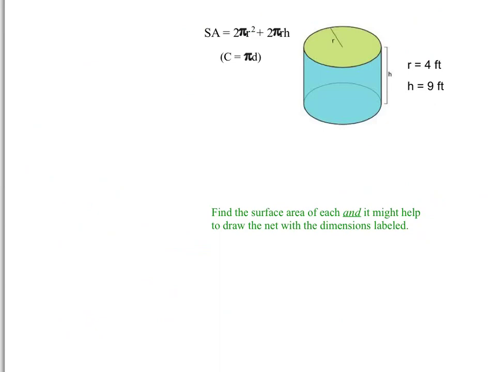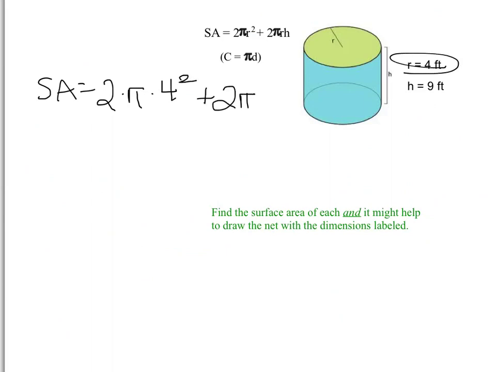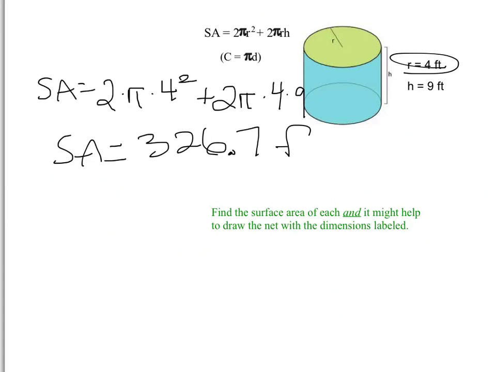Okay, so you should have done that, and I will show you what we get. So you tried it first, and I'm going to use 2 times pi times 4, which is my radius, squared, plus 2 times pi times 4 times, running out of room, 9. So I'm going to plug all that into my calculator, and I get 326.7 feet squared.